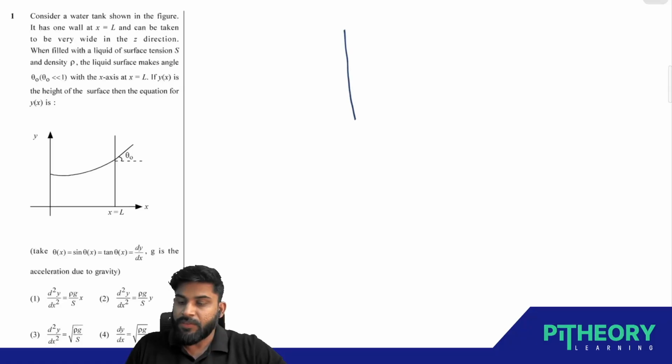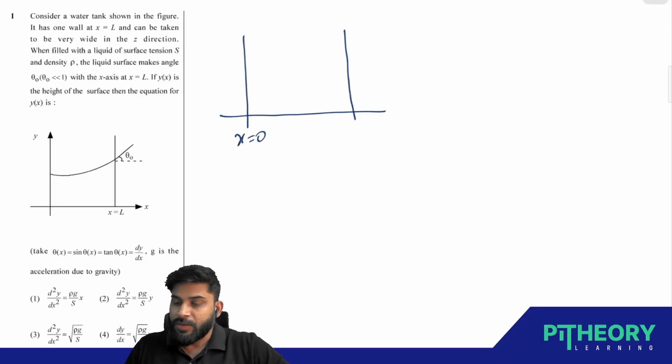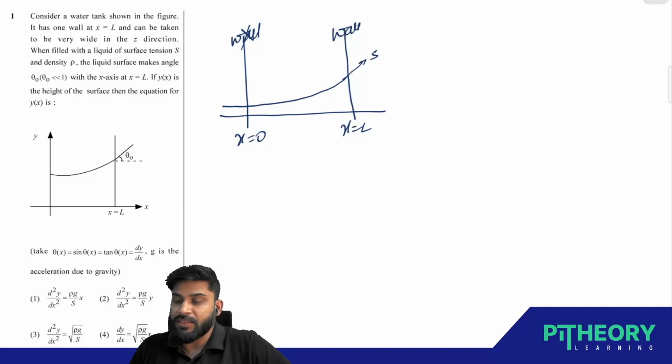See, if we consider the water tank, this is x equal to 0, and this is x equal to L, where we actually have a wall. At x equal to 0, is it a wall? No, it is not a wall. That's the major point. So you have the water, and because of surface tension, what will happen? It is pulled up, right? The surface tension actually pulls this liquid up against this wall. So if we mark the surface tension like this, this is theta naught basically.